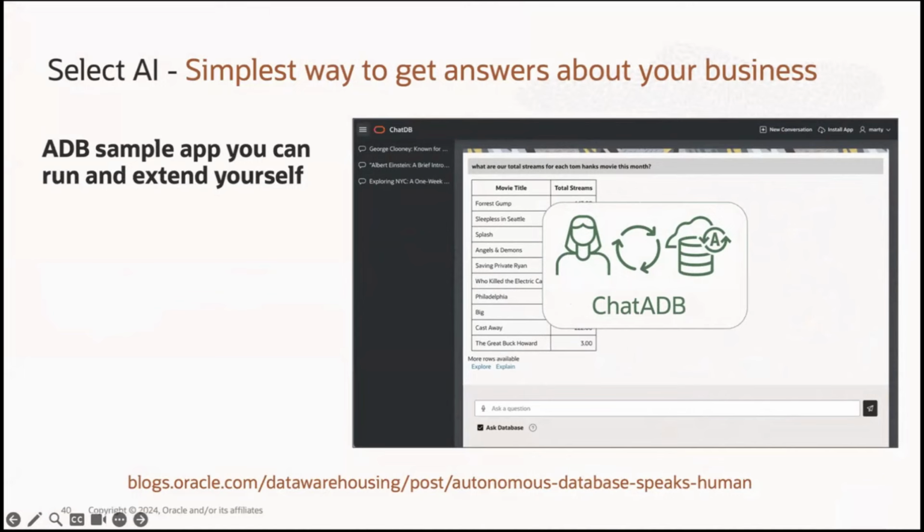We have a sample app called Chat ADB that you can go ahead and try. You have a link at the bottom of the slide. It's built with Apex, which I mentioned before. I mentioned that there was a session coming related to GenAI in Apex, so it's using Apex and SelectAI with autonomous database. You can go ahead and try this live lab. It's very easy.